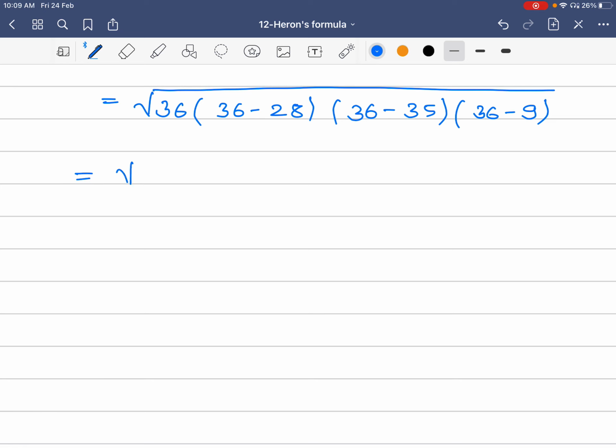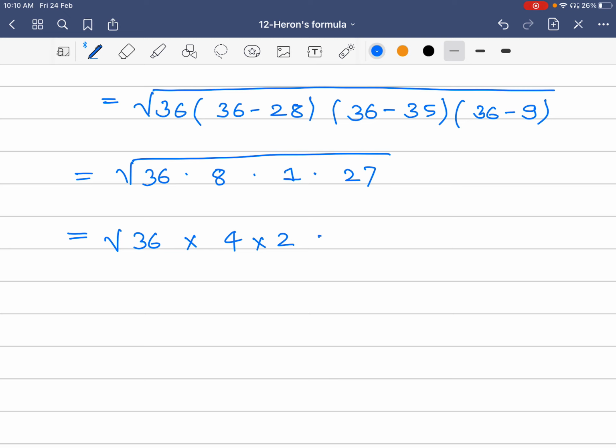That is equal to the square root of 36 into (36 minus 28), which is 8, so it's 8 into (36 minus 35), which is 1, into (36 minus 9), which is 27. So it's the square root of this whole thing. Now, 36 is a perfect square, so its square root is going to be 6, and 8 can be written as 4 into 2. And 27 can be written as 9 into 3.